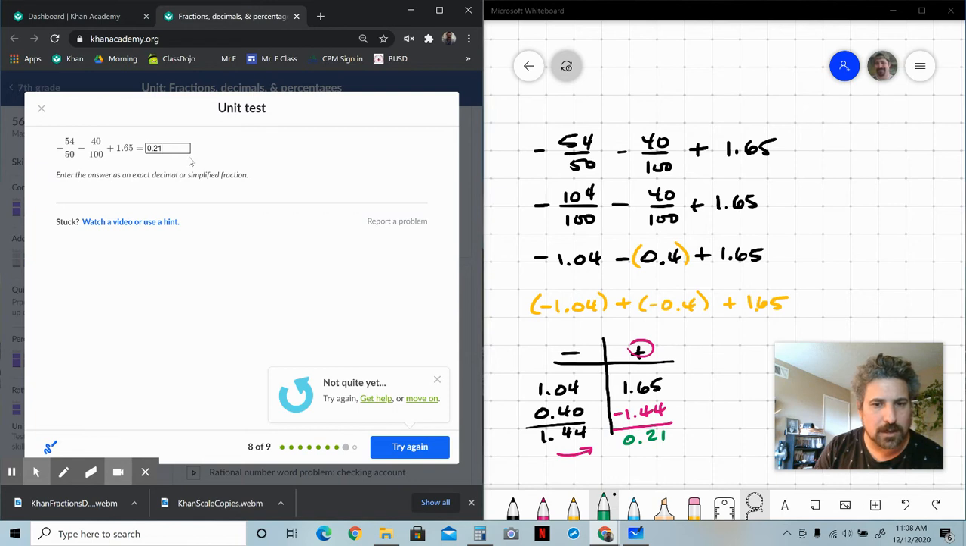What did I do wrong there? Did I do something wrong? It says not quite. What did I do wrong? Did I put something in wrong? Did I interpret something wrong? Let's investigate this one. It says negative 54 50ths, which is the same as negative 104 hundredths, which is the same as negative 1.04.